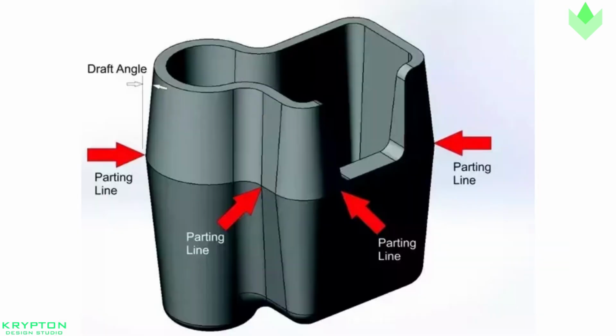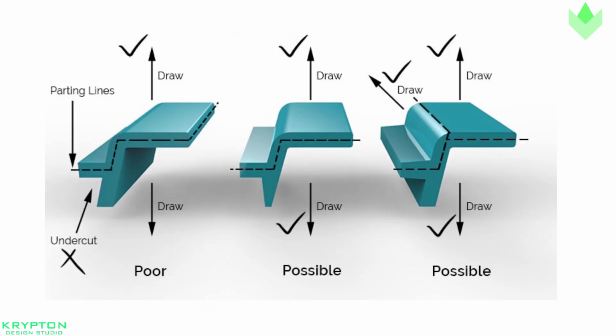Parting lines cannot be avoided. Every part has them. Keep in mind while designing your part that the melt will always flow towards the parting line because it is the easiest place for the displaced air to escape or vent.